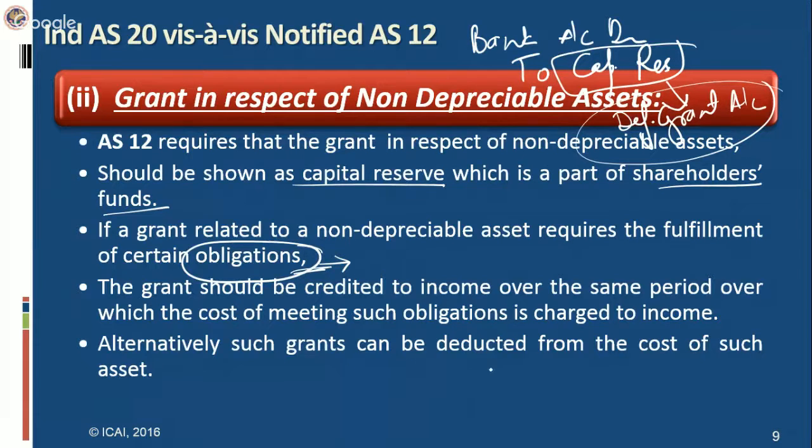Alternatively, such grants can be deducted from the cost of the asset. Instead of creating a deferred grant account, the second option is to reduce the cost of the asset. So your entry will be bank account DR to asset account.